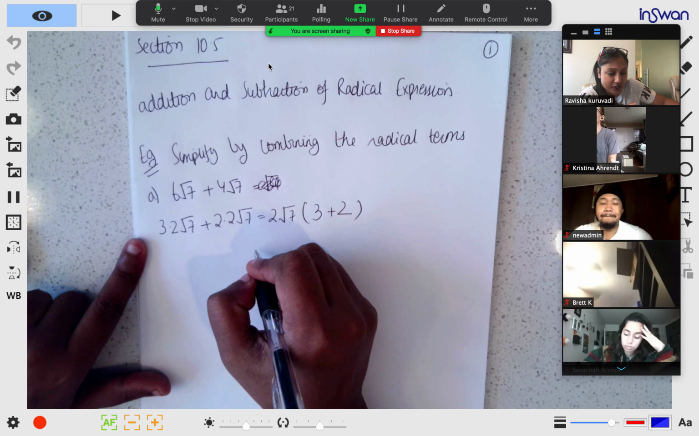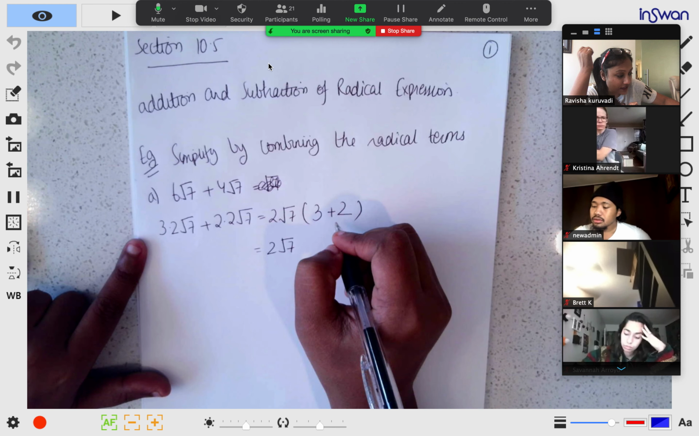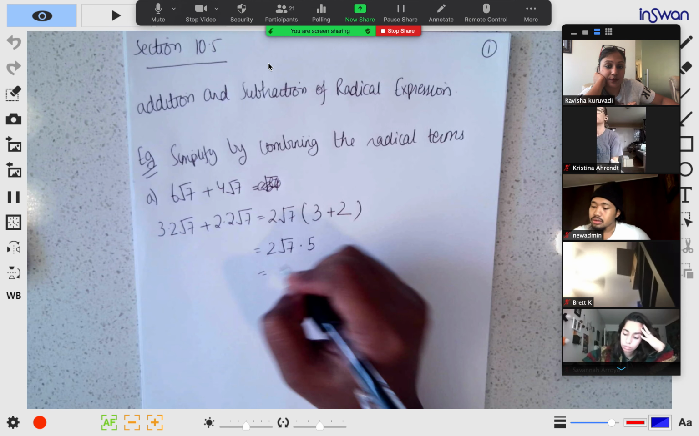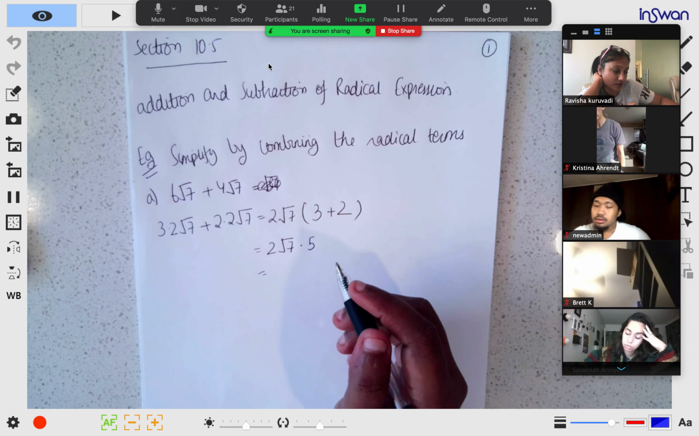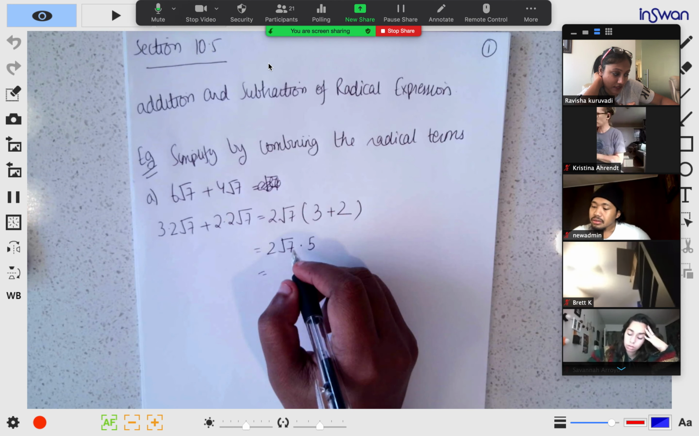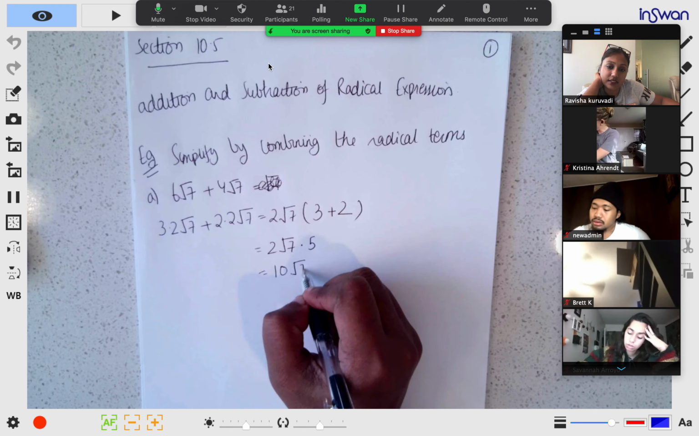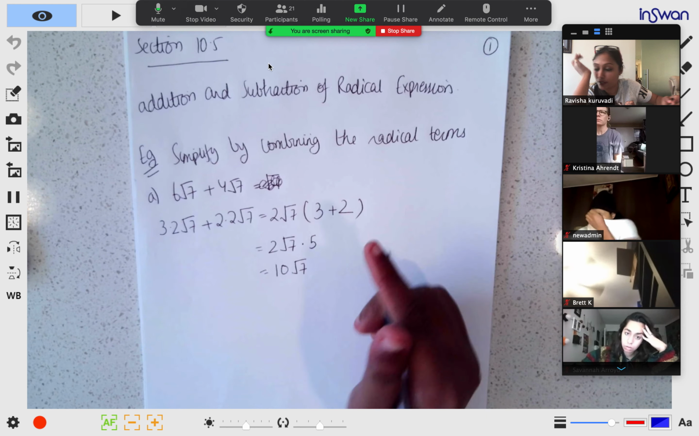What is 3 plus 2? 5. So you multiply this thing with 5. What is 5 times 2 square root of 7? 5 times 2, 10. Yeah, 10 square root of 7. That's it. That's how you combine your like terms. Let's do one more example here.